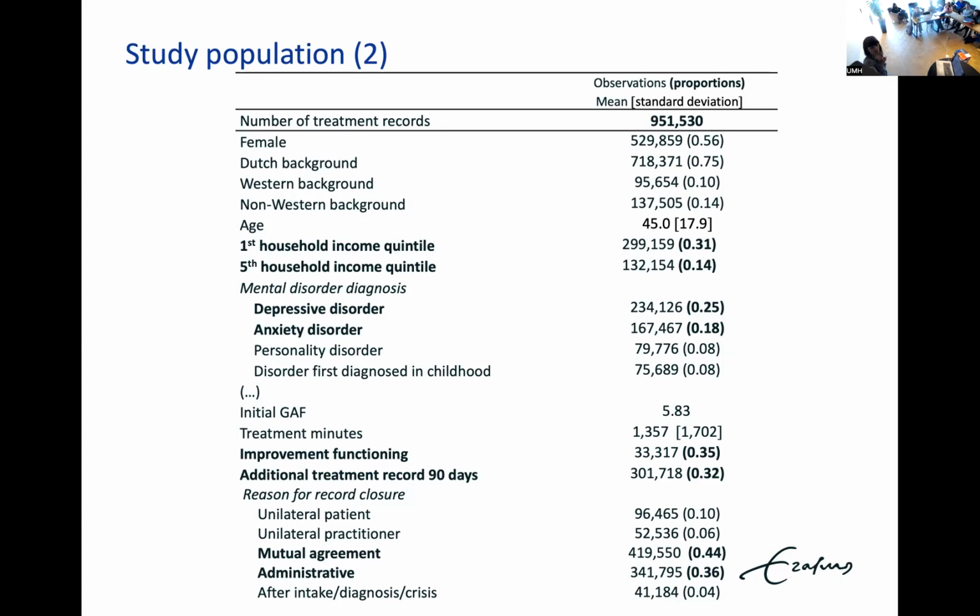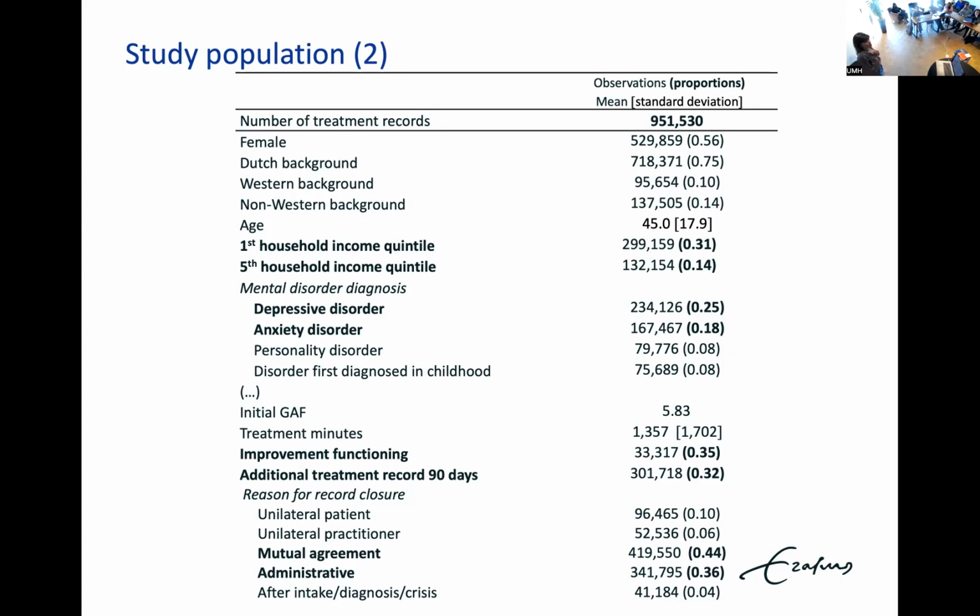In terms of disorders, 25% depressive disorders, 18% anxiety, and it comes down to 8% or less for all the others. I can tell you that substance use, for example, is also 7%. I didn't put it for space. What else? Initial GAF 5.8. It doesn't tell a lot, but I described the 6, which was still quite functioning, so this will be below. Treatment minutes on average 1,357.